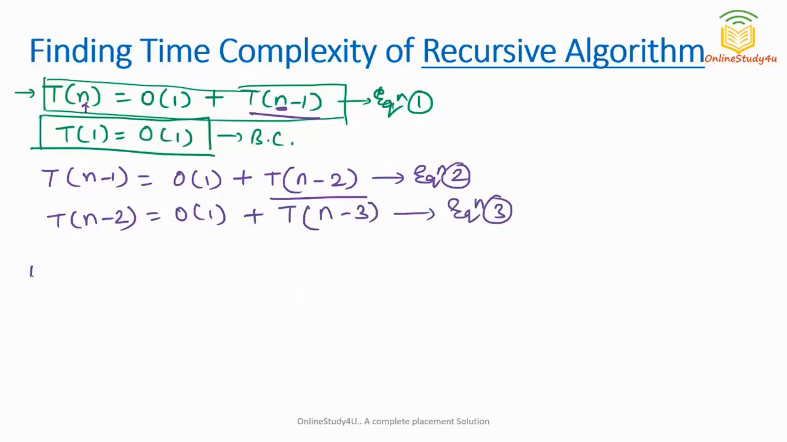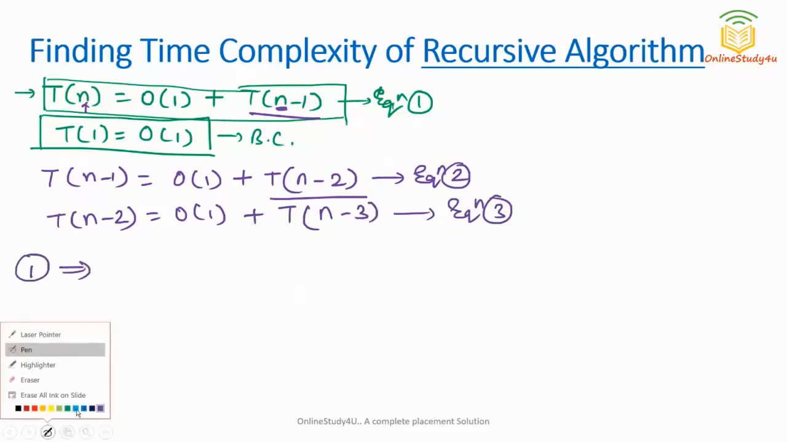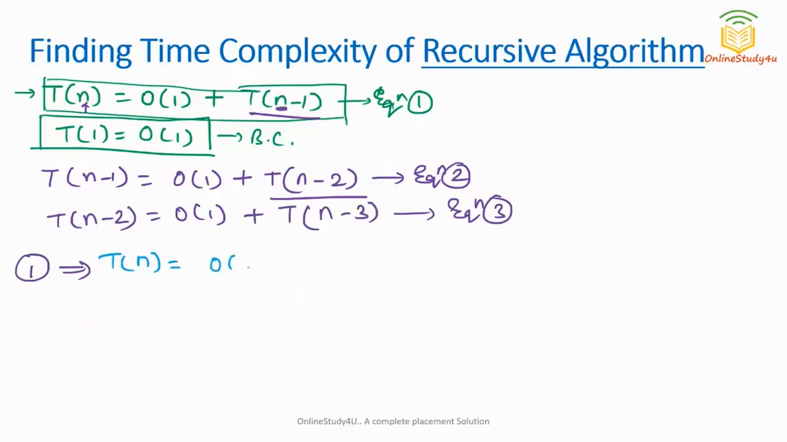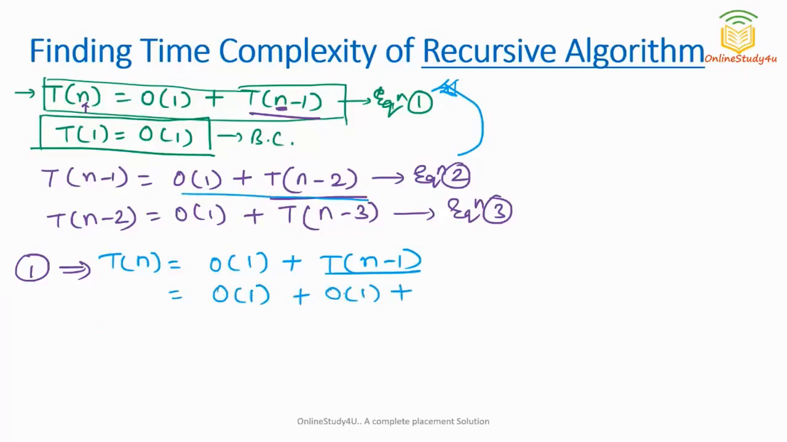Now from equation 1 we know that t of n is nothing but big O of 1 plus t of n minus 1. Now let us substitute equation 2 in equation 1. So what it will become? Big O of 1 plus, we are replacing this t of n minus 1 with this whole thing. So it is again big O of 1 plus t of n minus 2. Is it clear? Let this be equation 4.